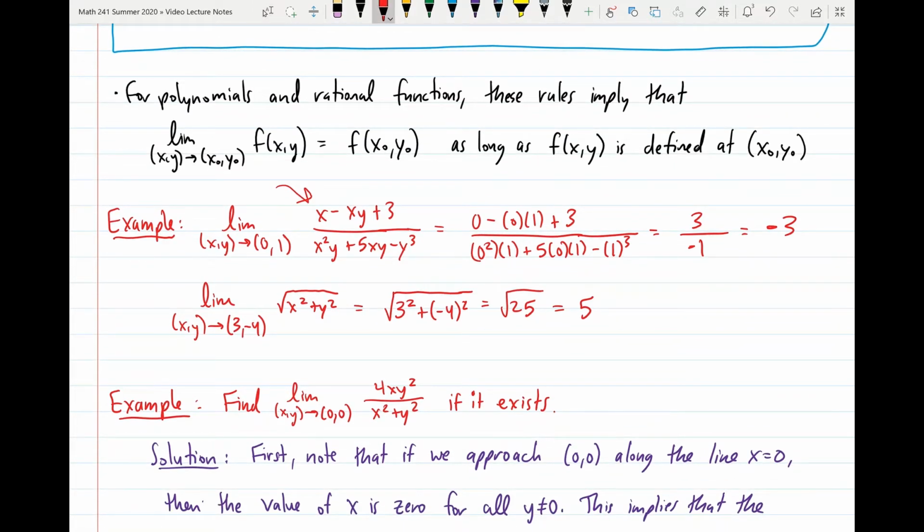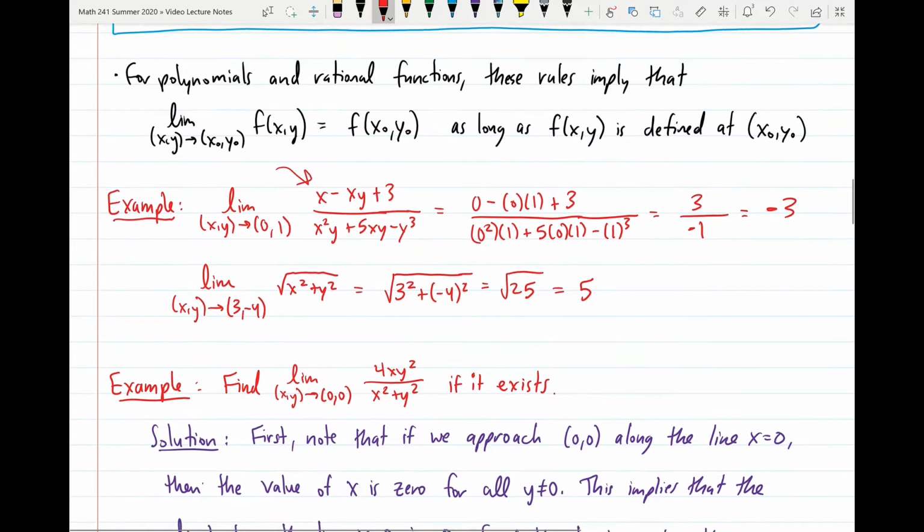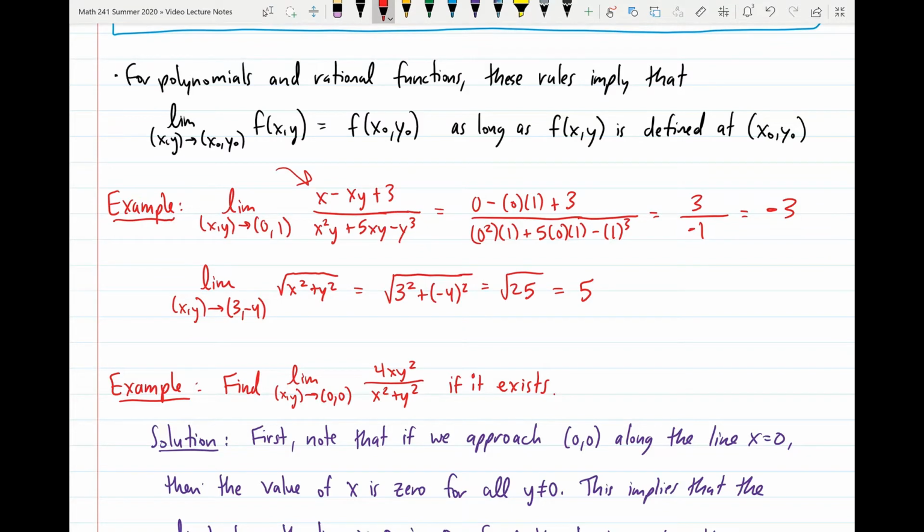So first we're going to take the limit as xy goes to 0, 1 of the function x minus xy plus 3 divided by x squared y plus 5xy minus y cubed. Because this is a rational function, let's see what happens if we just plug in 0, 1 for our function. What value do we get? So we get 0 minus 0 times 1 plus 3 over 0 squared times 1 plus 5 times 0 times 1 minus 1 cubed. Again, this is just from plugging in 0 for x and plugging in 1 for y. And if we simplify that, we get 3 divided by negative 1, which is equal to negative 3.